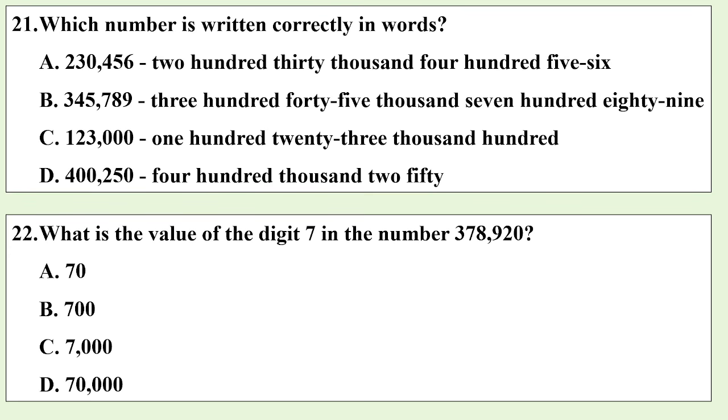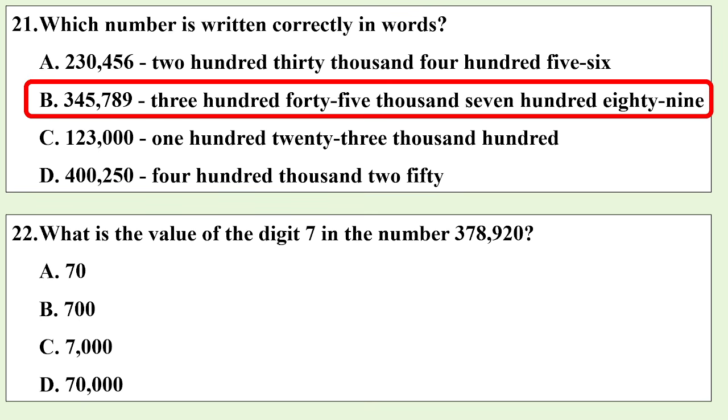21. Which number is written correctly in words? So the answer is letter B. Number 22. What is the value of the digit 7 in the number 378,920? The answer is 70,000.